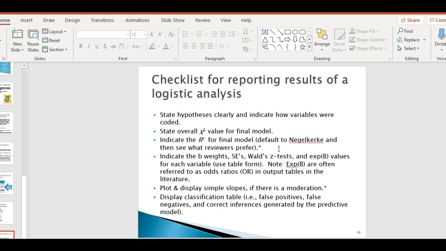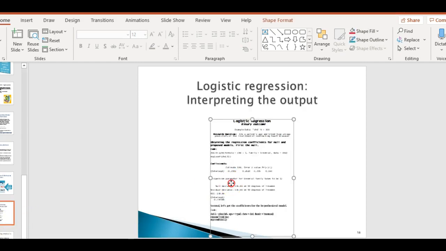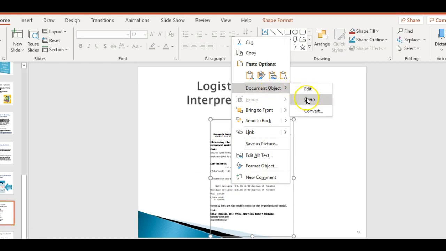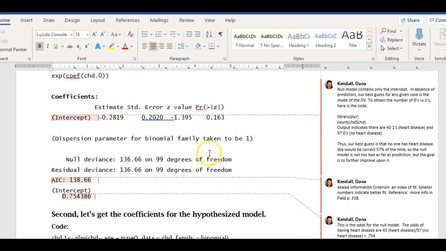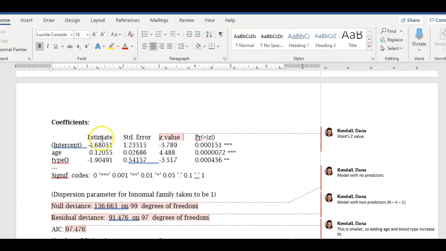Indicate the B weights, and the B weights are those estimates in the output. So just so we're clear, what I mean by that is going back to the output here. When I'm talking about B weights, I mean these estimates right here. So these are the B weights for a logistic regression. Remember, they don't have a lot of interpretive meaning in this case, but be sure to include them because reviewers want to see them.